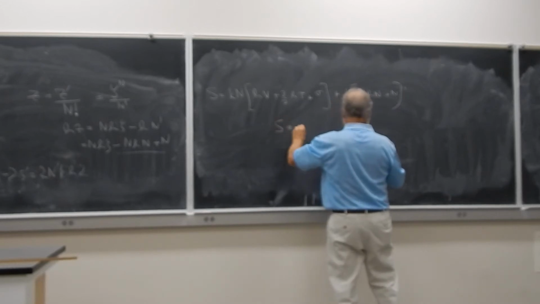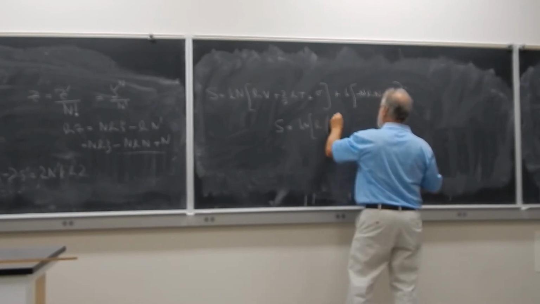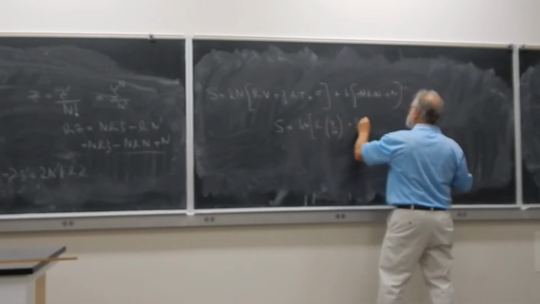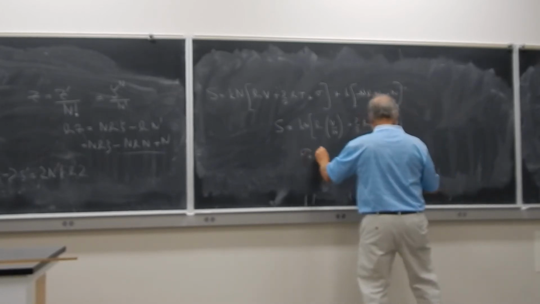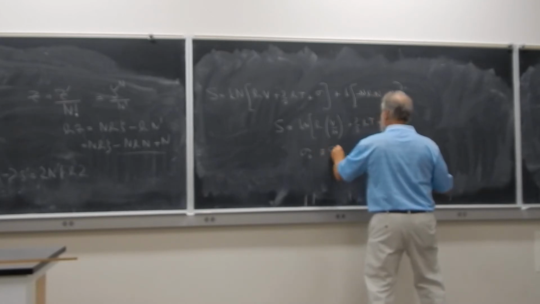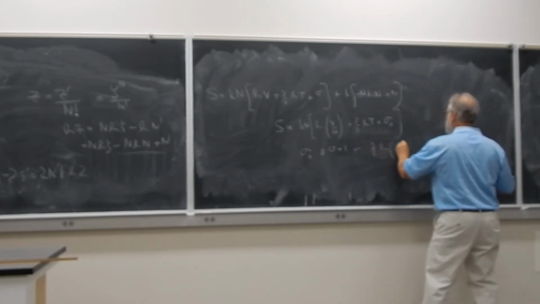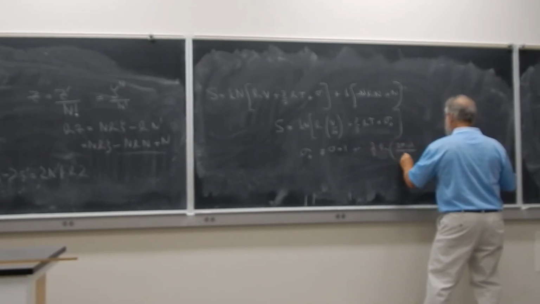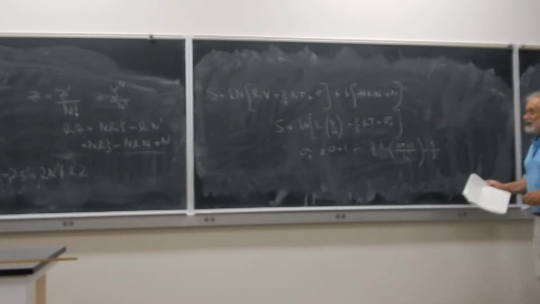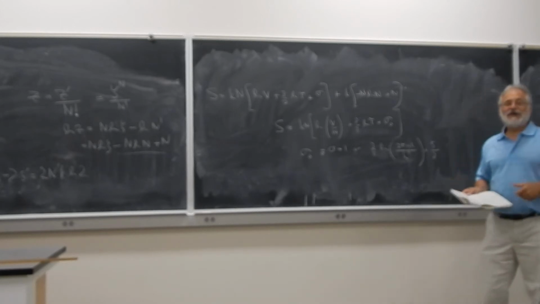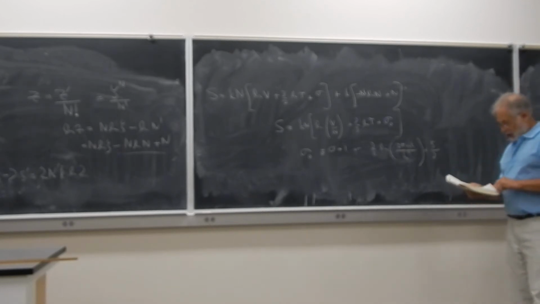I can maybe shortcut that a little bit. log V over N plus 3/2 log T plus sigma naught. And now if you're keeping score at home, sigma naught is actually sigma plus 1, or 3/2 log 2 pi mk over h naught squared plus 5/2 instead of 3/2. This is the correct answer. But we had to do it by making sure we inserted the 1 over N factorial to ensure that we don't overcount the states.